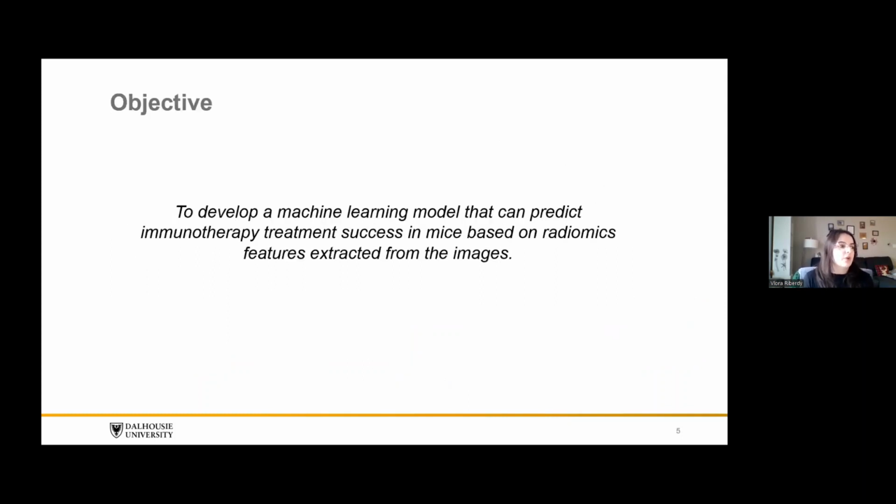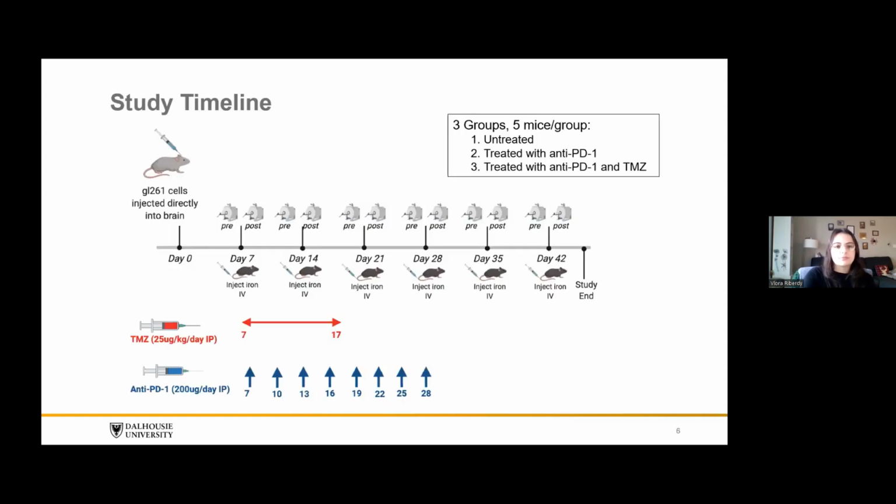So the objective of my project is to develop or utilize a machine learning model that can predict immunotherapy treatment success in the mice based on radiomics features extracted from the images. So the study timeline we're looking at, Kim went over this a little bit, is we looked at 15 female mice injected with the GL261 cells on day 0, and we studied 3 treatment groups with 5 mice each. The first group was untreated, the second was treated with the immunotherapy anti-PD-1, and the third group was a combination treatment of anti-PD-1 and TMZ.